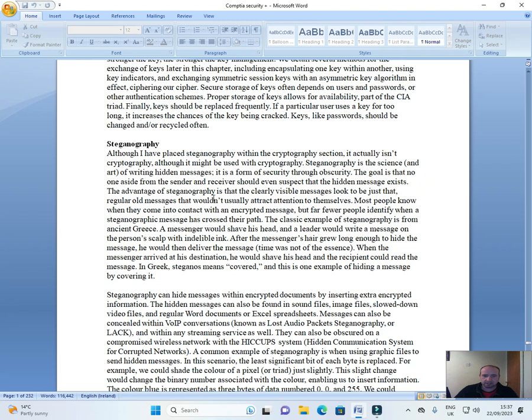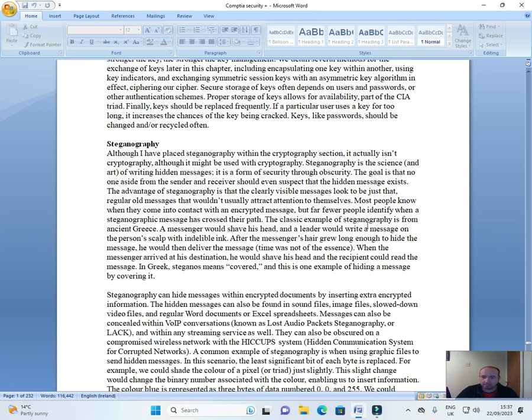The advantage of steganography is that the clearly visible messages look to be just that, regular old messages that wouldn't usually attract attention to themselves. Most people know when they come into contact with an encrypted message, but far fewer people identify when a steganography message has crossed their path.